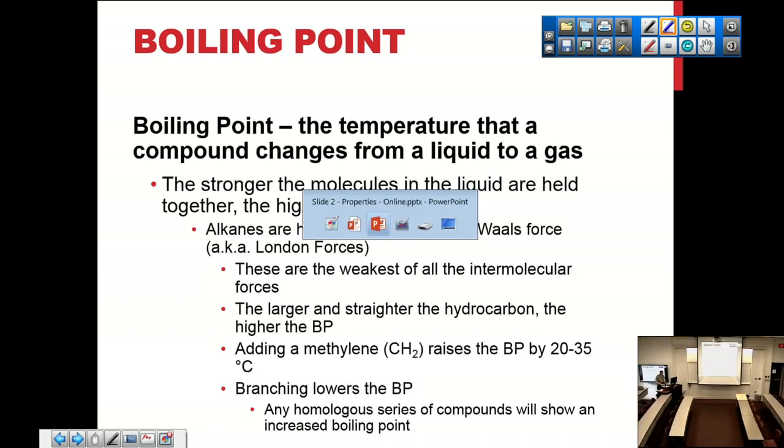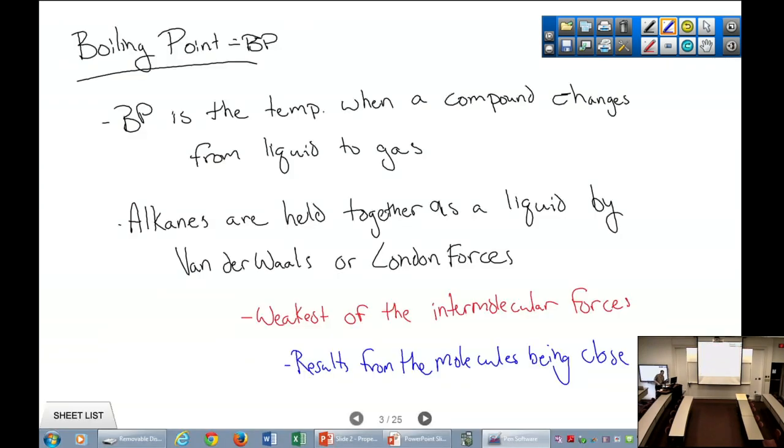So alkanes, so just simple hydrocarbons, are held together as a liquid by van der Waals or London forces. Van der Waals and London forces are different names for the same thing, right? Van der Waals forces are the weakest of the intermolecular forces, right? And these forces result from how close you can put molecules together. The closer you can put molecules, the stronger these forces are.